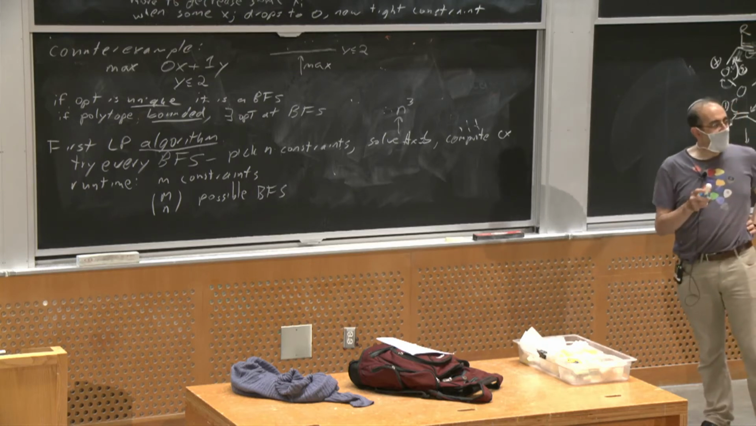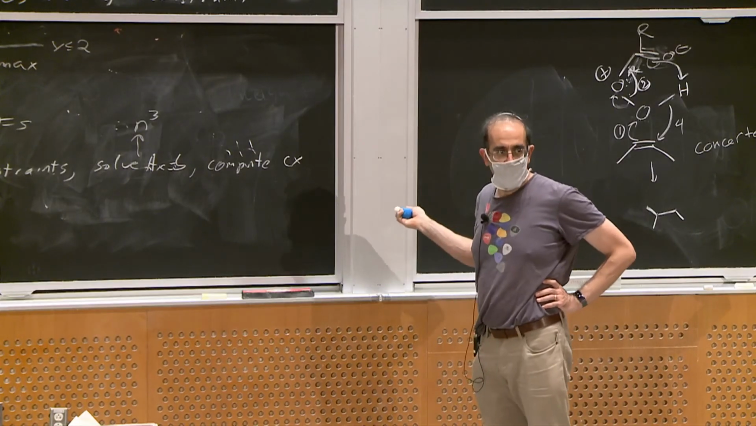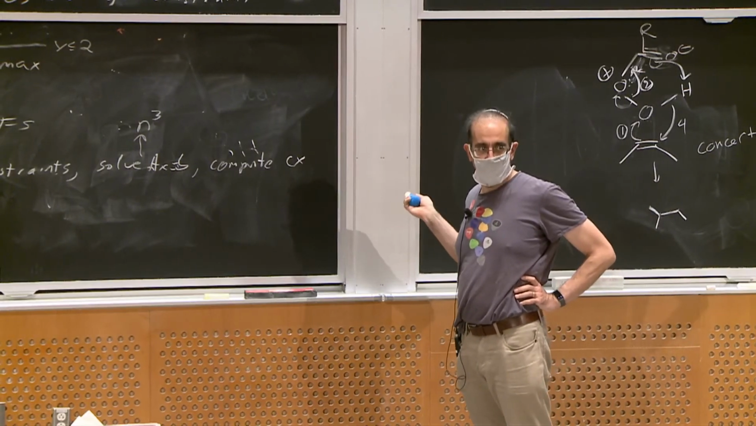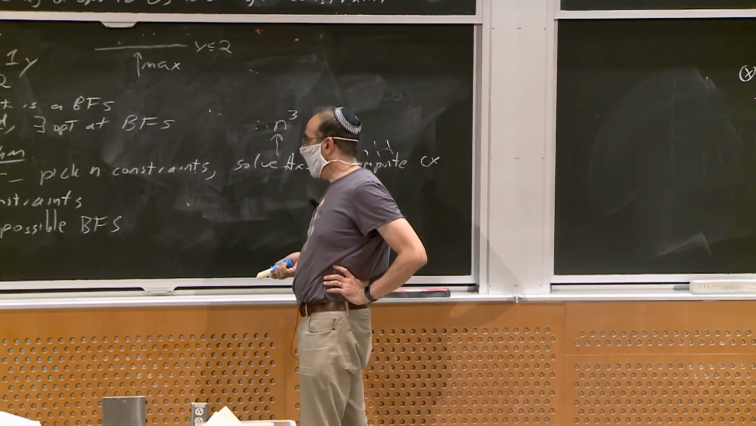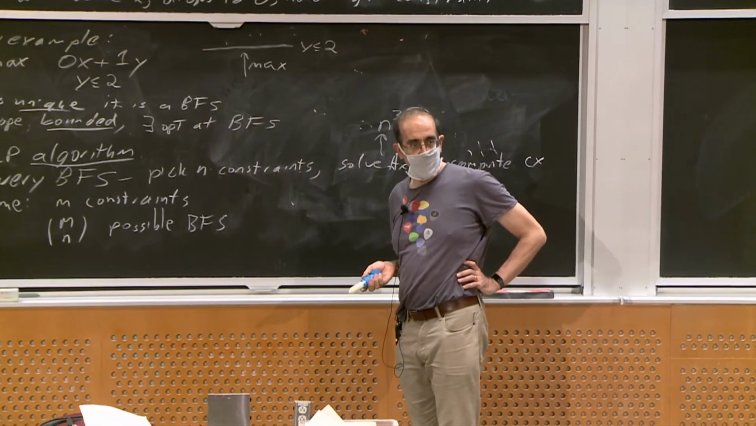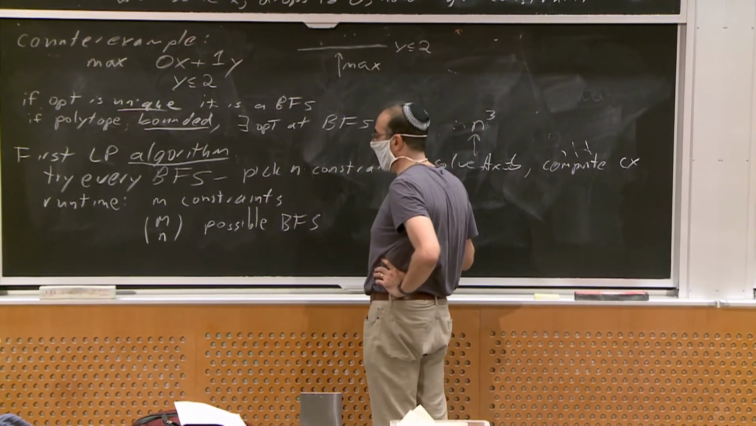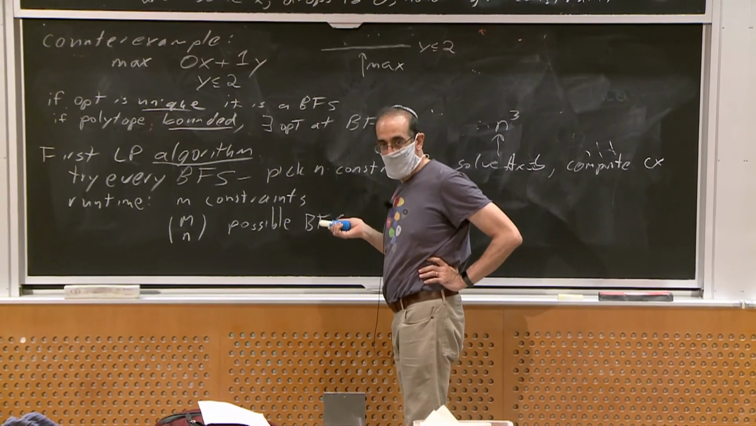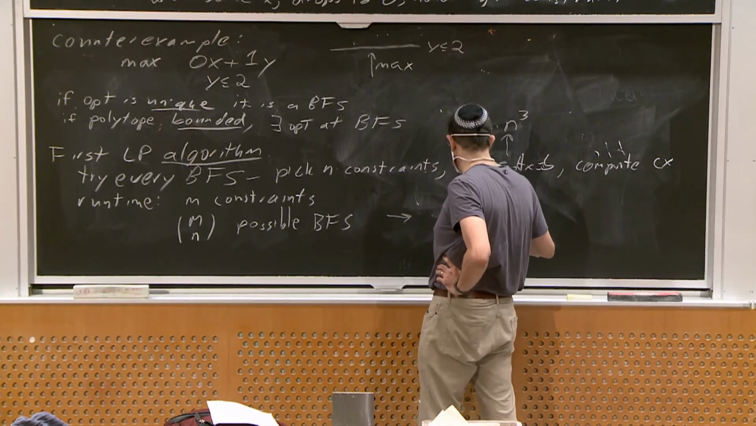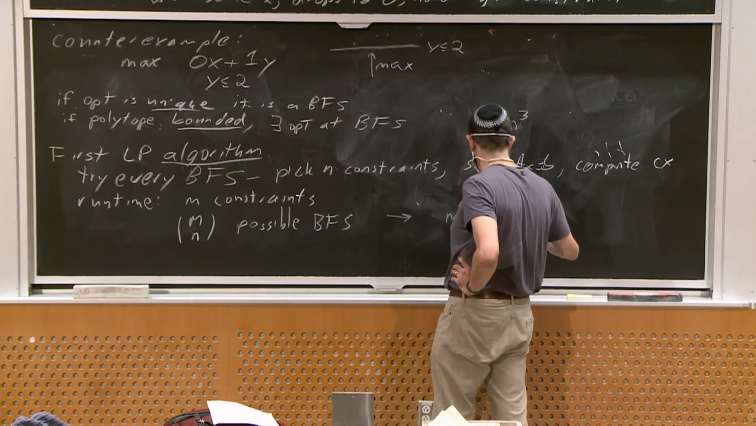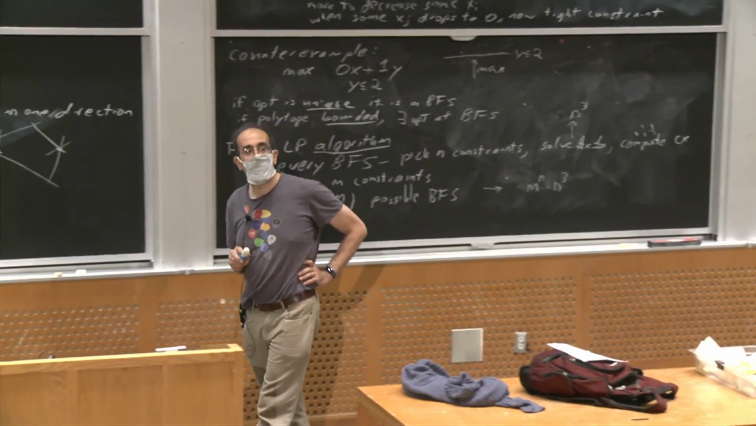We will, I believe, that you can tackle that at the same time, but we're going to address it in a few minutes, so let me defer that particular issue, okay? We want to choose n of m constraints, and then we spend n cubed time testing them, right? So the overall runtime is about m to the n times n cubed.